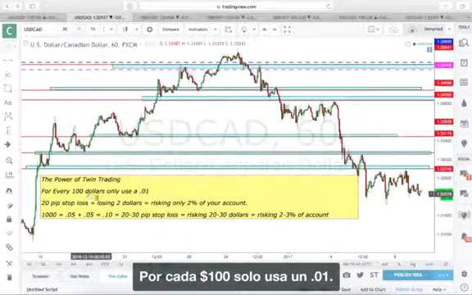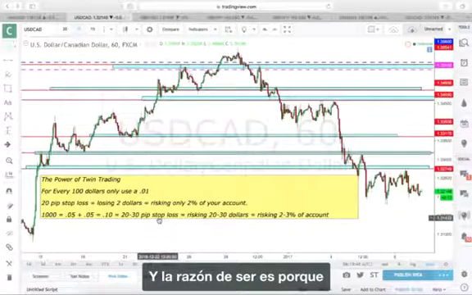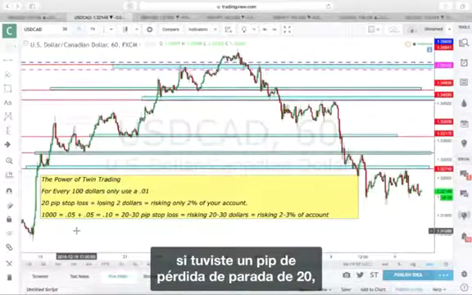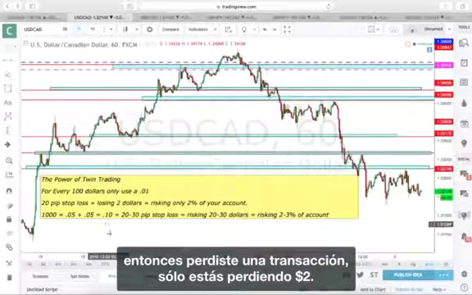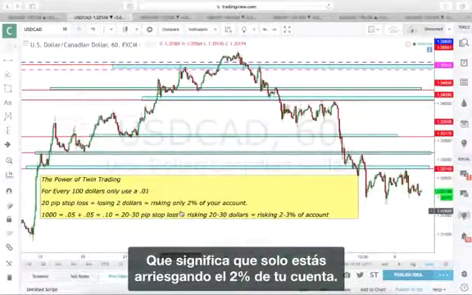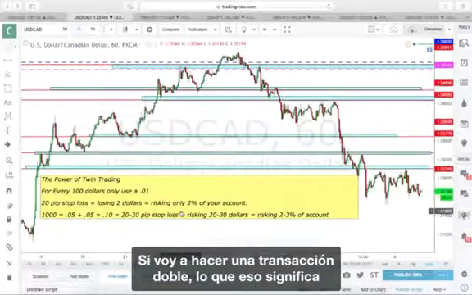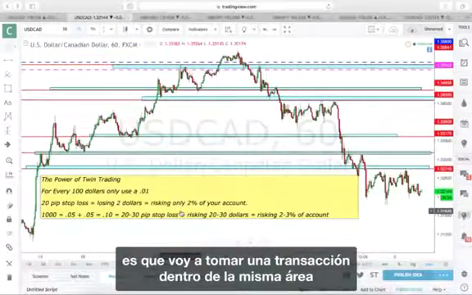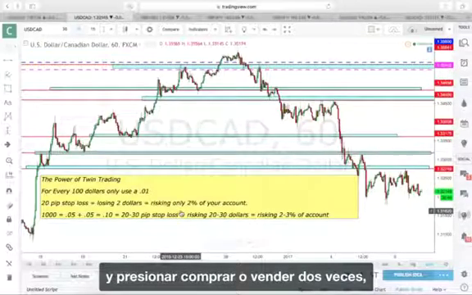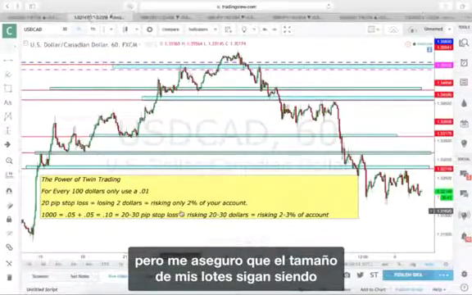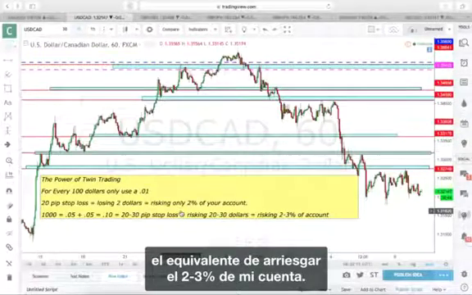For every $100, only use a 0.01. The reason being is that if you did a 20 pip stop loss and you lost a trade, you're only losing $2, which means you're only risking about 2% of your account. Now, if I'm going to twin trade, what that means is I'm going to take a trade within the same area and press buy or sell twice, but make sure that my lot sizes are still the equivalent of risking 2 to 3% of my account.